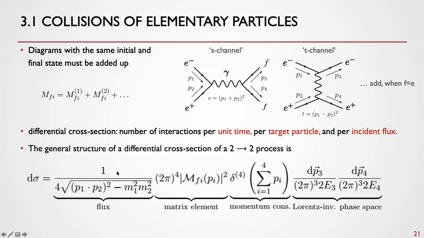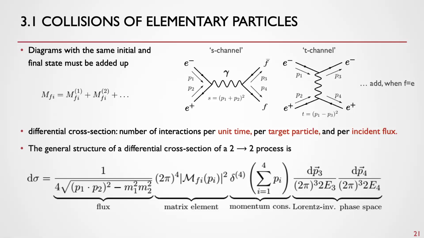It is pretty hard to see here. Also, we are not going to use it, so there is a prefactor. And then, as it is always the case in quantum mechanics, the matrix element squared. Then we have momentum conservation, and finally the Lorentz invariant phase space. So differentially d3p3 and d3p4 of the outgoing momenta.